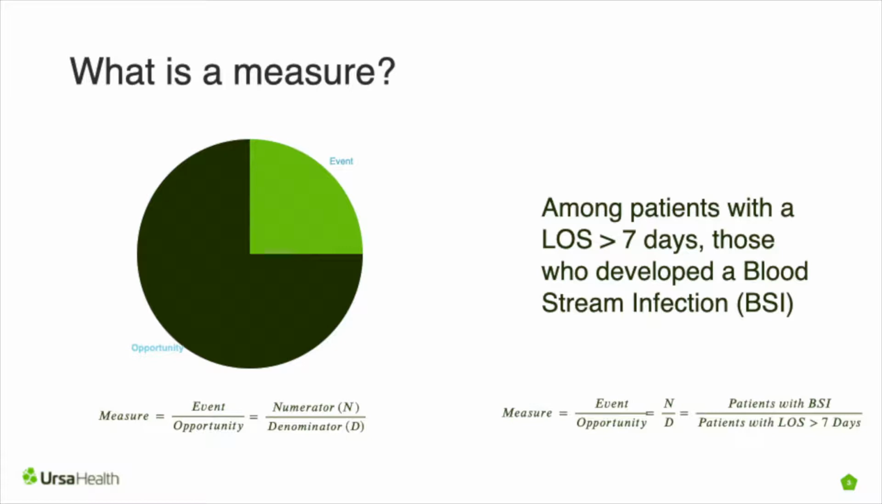For example, this measure has a denominator consisting of patients with a length of stay greater than 7 days. The measure's numerator represents the patients who developed a bloodstream infection. Dividing the numerator by the denominator produces the measure result. There are many ways that measures can be constructed, but this example gives you a sense of the fundamentals.